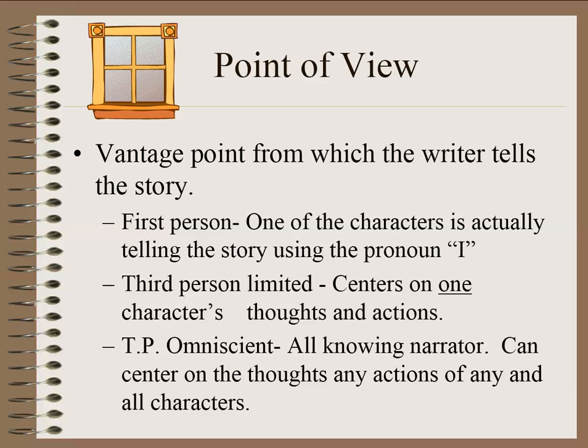Point of view is the vantage point from which the writer tells the story. First person is when one of the characters is telling the story using personal pronouns like I or we. Third person limited centers on one character's thoughts and actions. We only go inside the brain of one of our characters, usually the protagonist. Third person omniscient: we have an all-knowing narrator. They can hop in and out of people's thoughts.